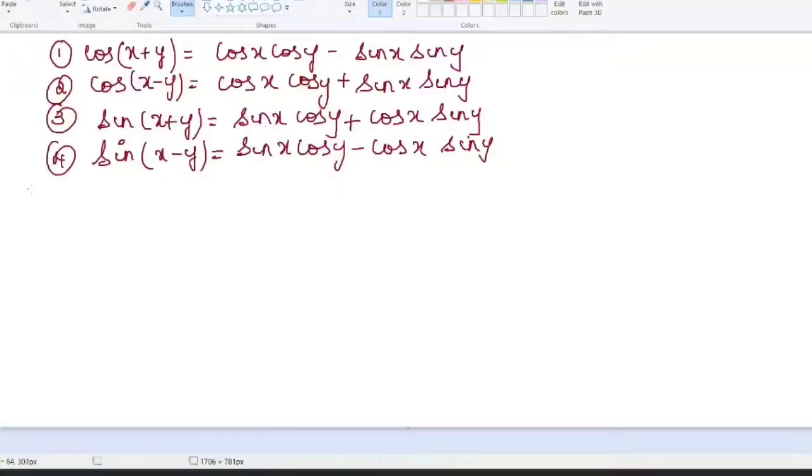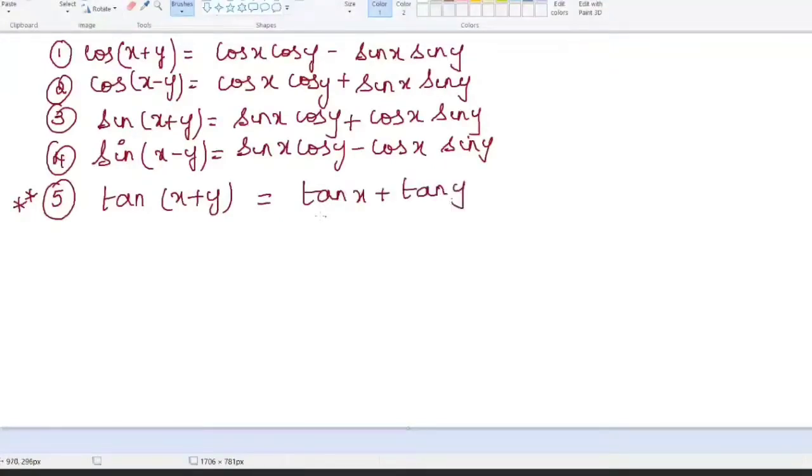Okay, so next we are moving to this fifth formula, which is very, very important. So we have to get the tan of x plus y formula. Tan x plus y is tan x plus tan y, whole divided by 1 minus tan x into tan y. So tan of x plus y, what is the formula? Tan x plus tan y by 1 minus tan x into tan y.